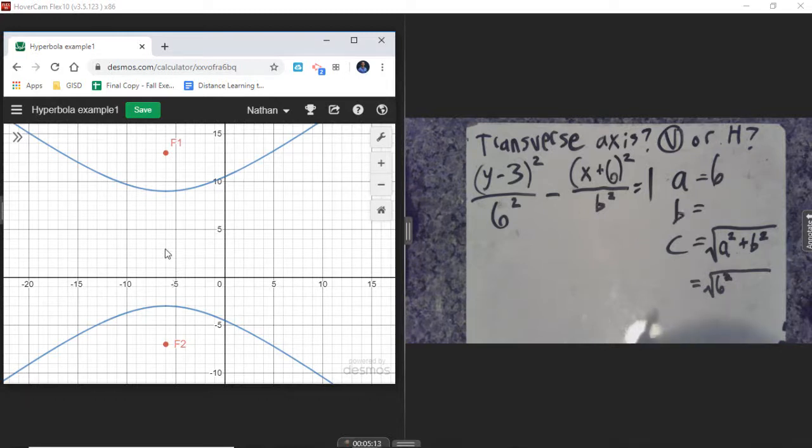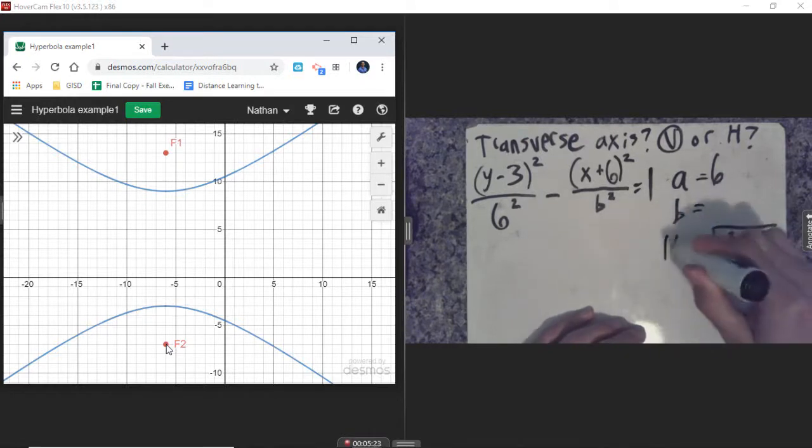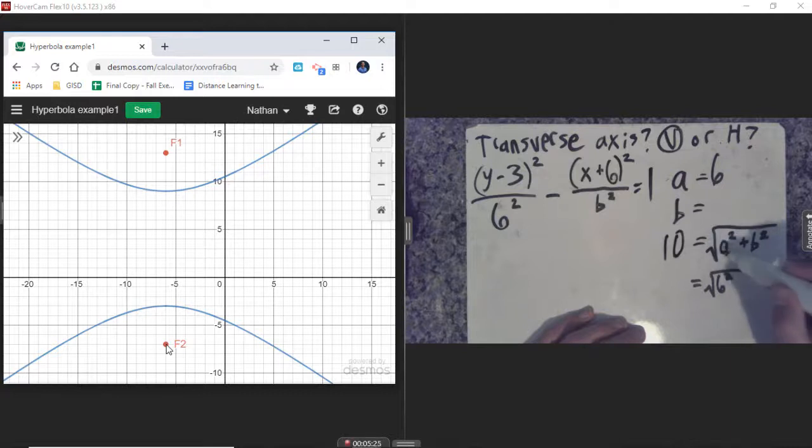We got -6 comma 3. Well, let's count. We know this is 6, and we know this length is 4. So my C is actually 10. I'm going to go ahead and erase that. We've got 10 is equal to the square root of A squared plus B squared. So again, 10 here, and then plus B squared.